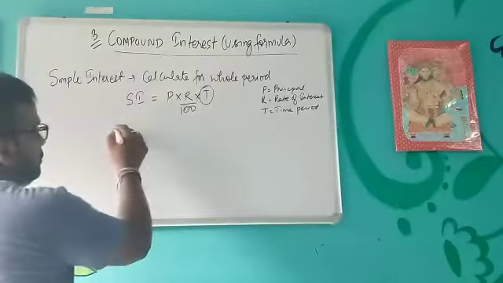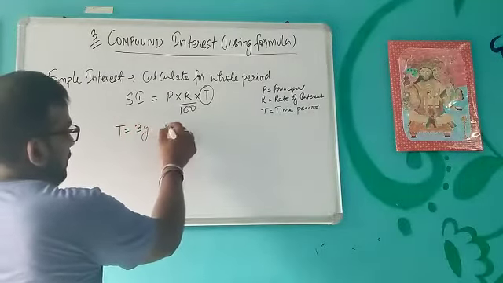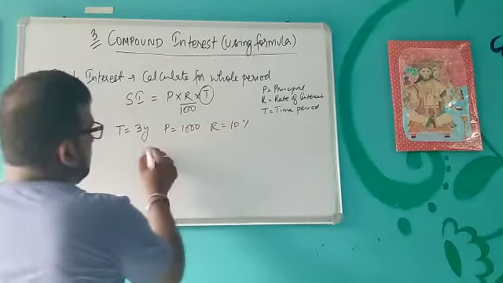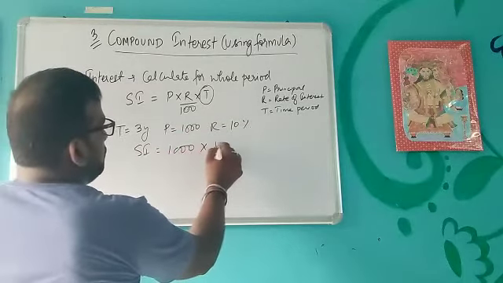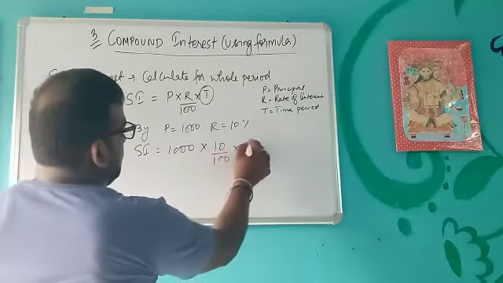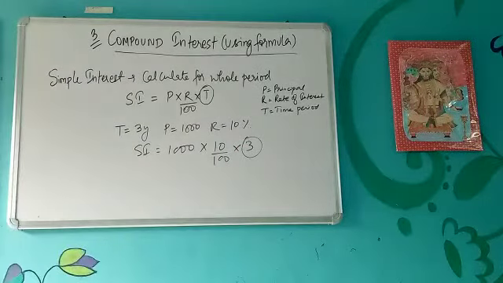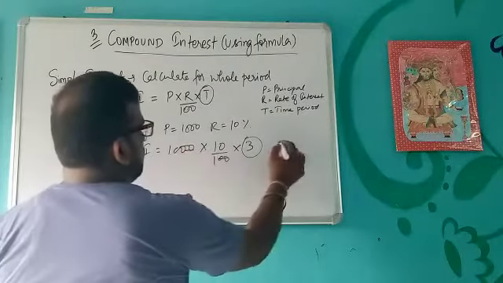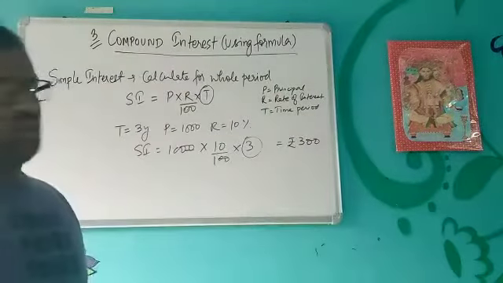For example, suppose time is 3 years and P is suppose 1000 and R is 10%. So we simply calculated SI is equal to 1000 into 10 upon 100 into 3. Here we are taking the whole time period. Okay, so when you solve, you will get 300 as your simple interest.